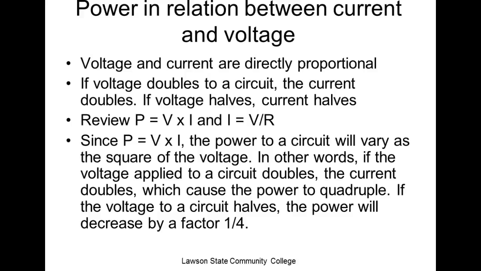Power in relationship to current, we've already talked about that. If voltage and current are directly proportional, if the voltage to a circuit doubles, then what's going to happen? Then the current's going to double, and the power is going to increase by a factor of 4. If the voltage to a circuit halves, then the current's going to halve, and the power would decrease to 1/4. So power varies with the square. You'll understand that. Are we okay there?